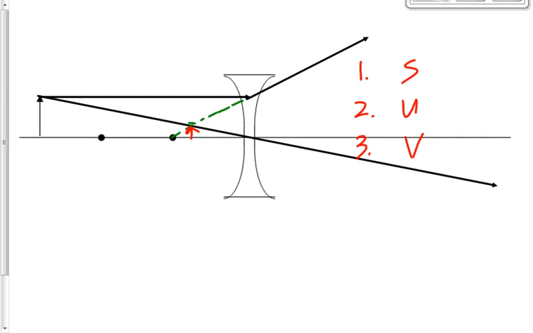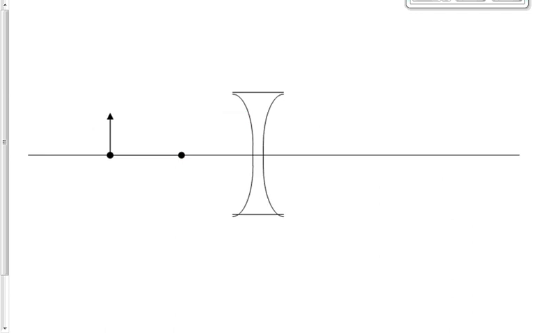Are there any questions with any of those diagrams? Those ones? You want to go over another one, or are we okay with those? All right.